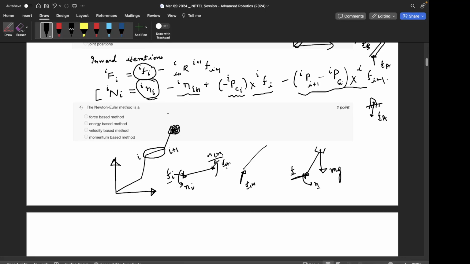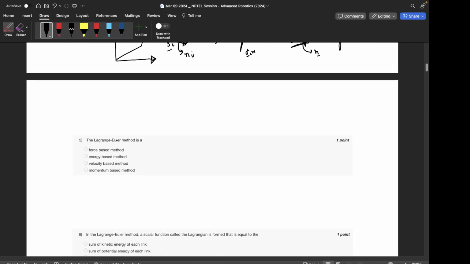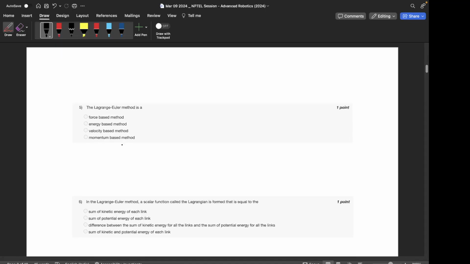All right, so the fourth question says the Newton-Euler method is which type of method? Either a force-based method, an energy-based method, or two other options. And we saw that since this strategy involves forces and moments, it is classified as a force-based method. Its companion, the other approach of finding equations of motion and relating forces and torques to accelerations, is the Lagrange-Euler method, which is an energy-based method.